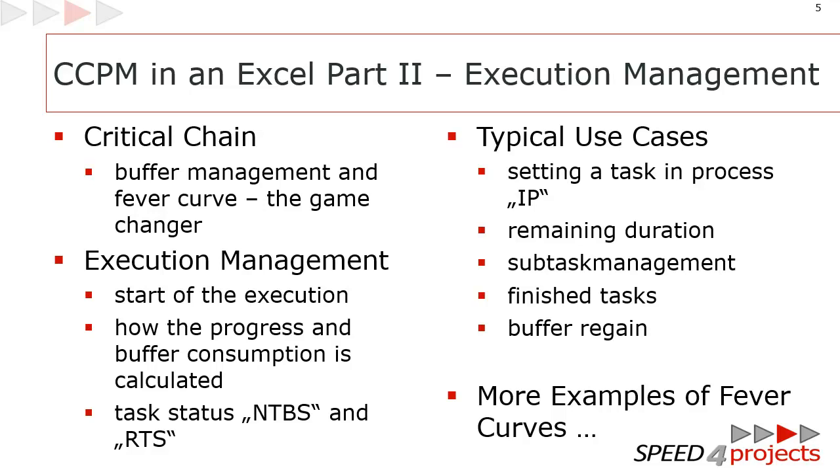I will show the execution management, how it works, how it starts, the progress, how it's calculated, and how it's done in the Excel. What are the statuses of the tasks and the typical use cases, setting something in progress, the remaining duration, feedback all the time, subtask management, everything you need to really do buffer management according to critical chain.